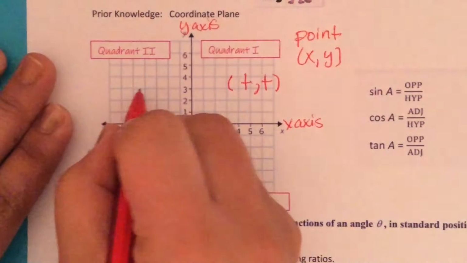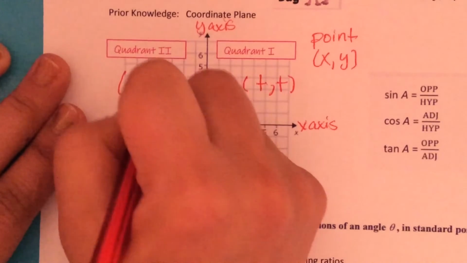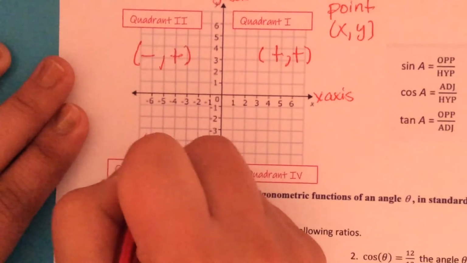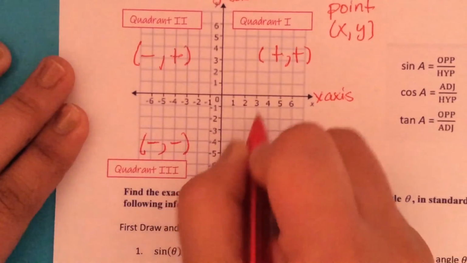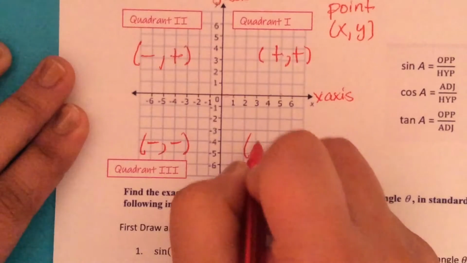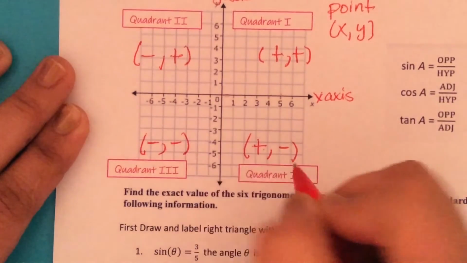If you have a point in quadrant 2, then you have a negative x because you have to go to the left and then up. Your y is positive. In this coordinate, both of them are negative. And then in this coordinate, the x is positive and the y is negative. So you're going to have a positive x and a negative y.